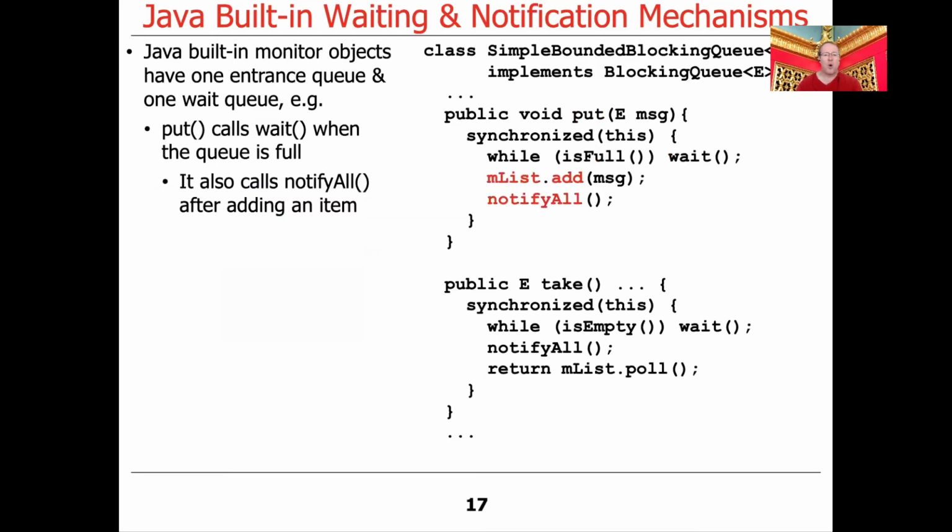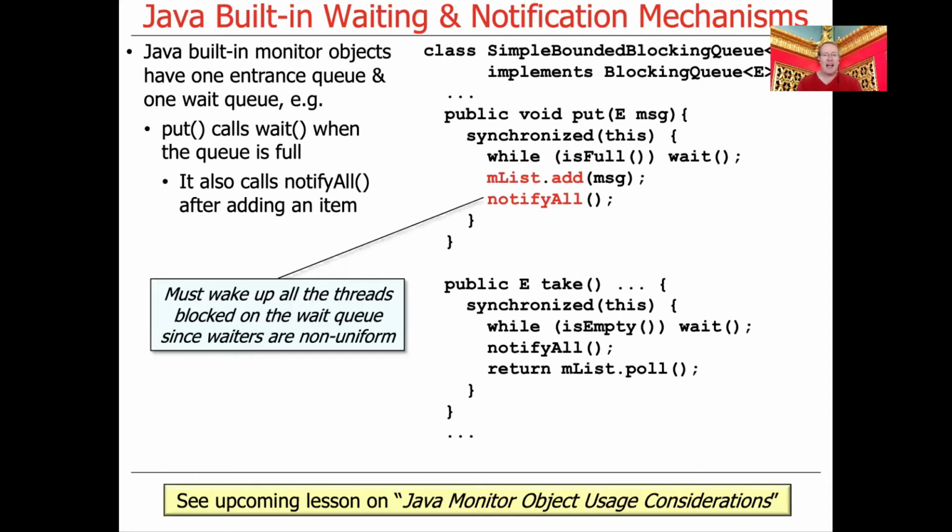So once we get through the guard here, once the queue is no longer full, then this implementation will add the message to the list, because we're using a linked list in this case, and then it'll go ahead and notify all the waiters to wake up and see if they can make progress. And the reason why we have to use notify all here is because we only have one monitor condition that is being used for both the not empty and the not full conditions.